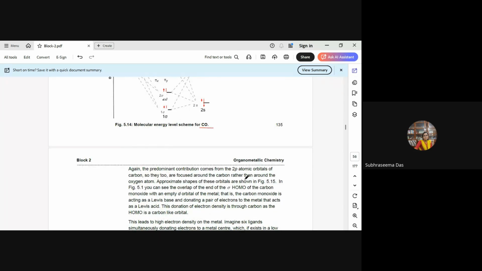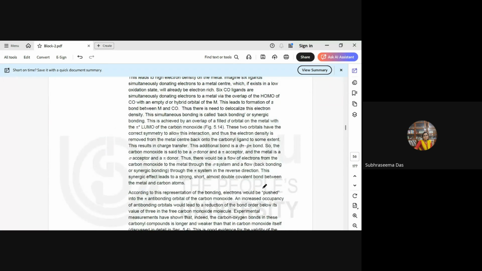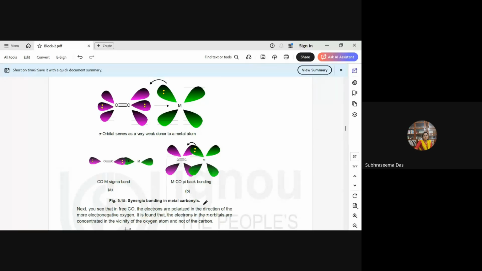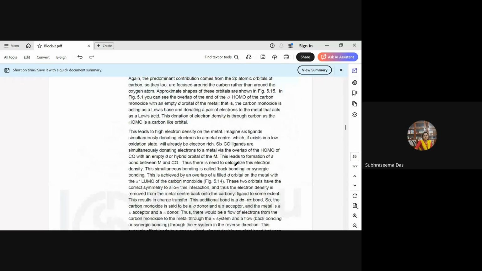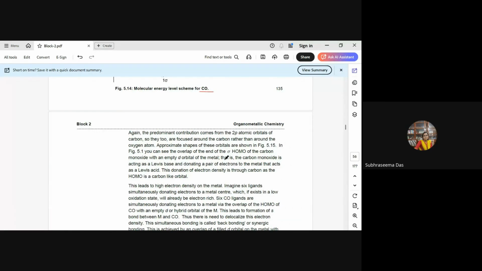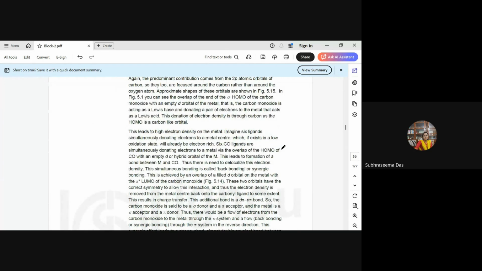So if we see the approximate shapes here, this is the synergic bonding in metal carbonyls, and the approximate shapes for the sigma orbital of the CO molecule have been shown here. We see that the end of the sigma HOMO of carbon monoxide overlaps with the vacant d orbital of the metal, and thus the bond is formed. Because of this type of bonding, we see a high electron density on the metal.